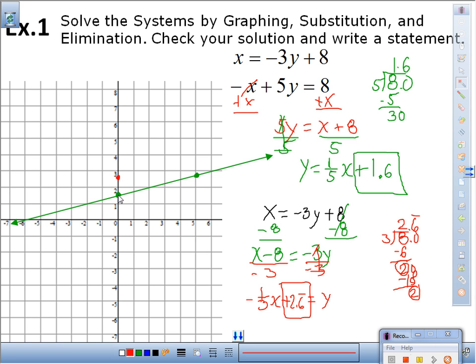So, what is my slope? Negative 1/3. That means 1 step down, 3 to the right. So if I'm at 2.6 and I take a step down, where do I land? 1.6. And then 3 to the right. 1, 2, 3. Plot your point and graph your line. Do that in red.